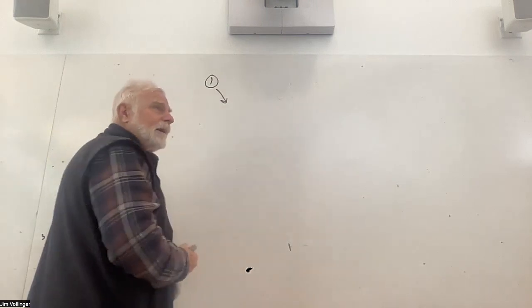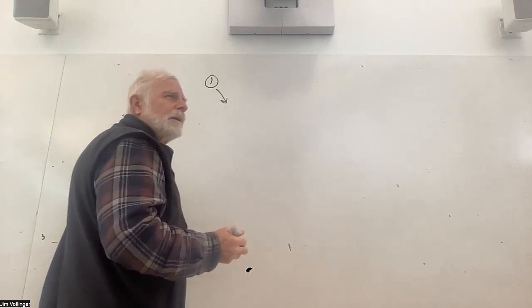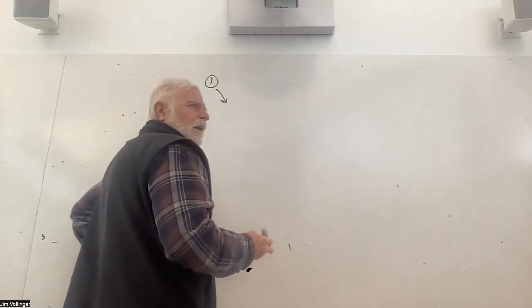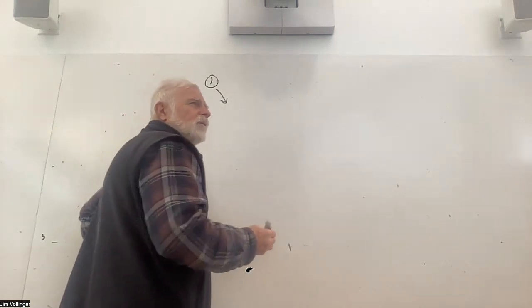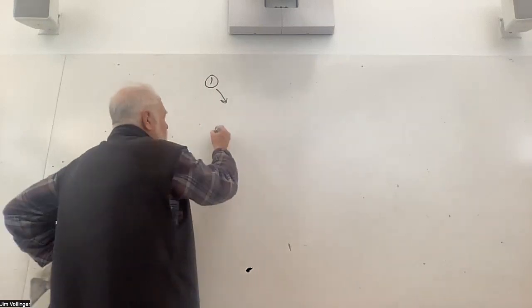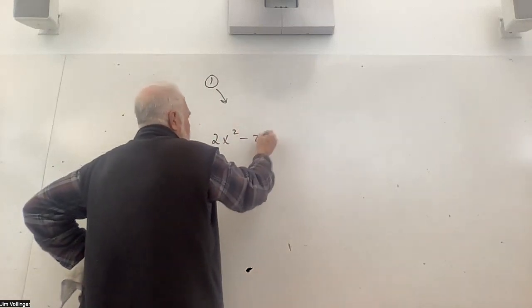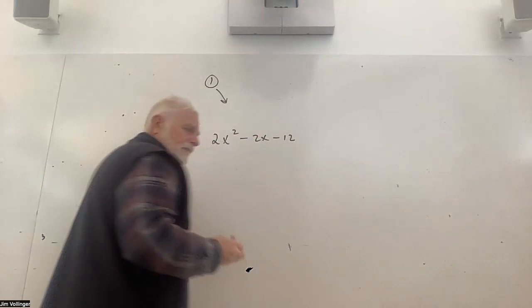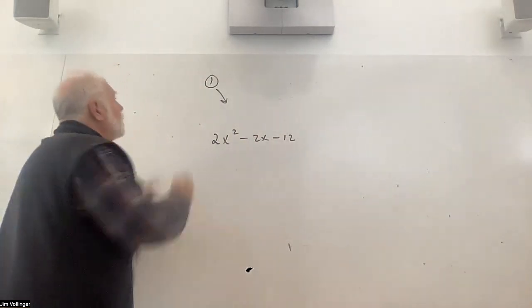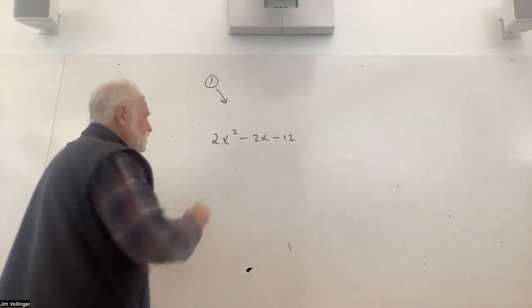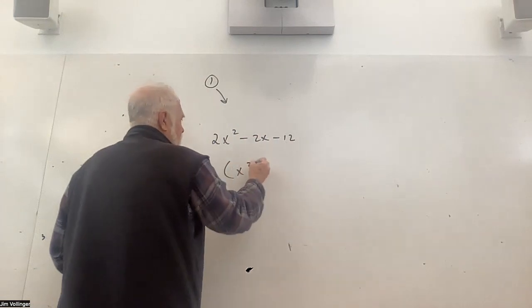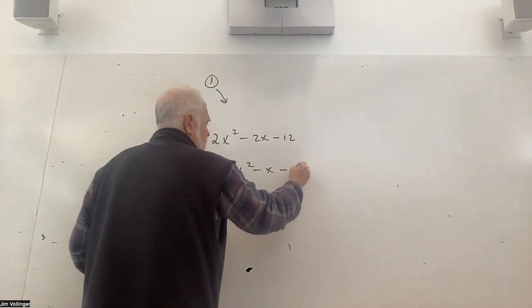All right, so what's another one here? 6x squared, what did I use? 2x squared minus 2x minus 12. All right, so you pause the video. First rule, take out what's common. 2, x squared minus x minus 6.